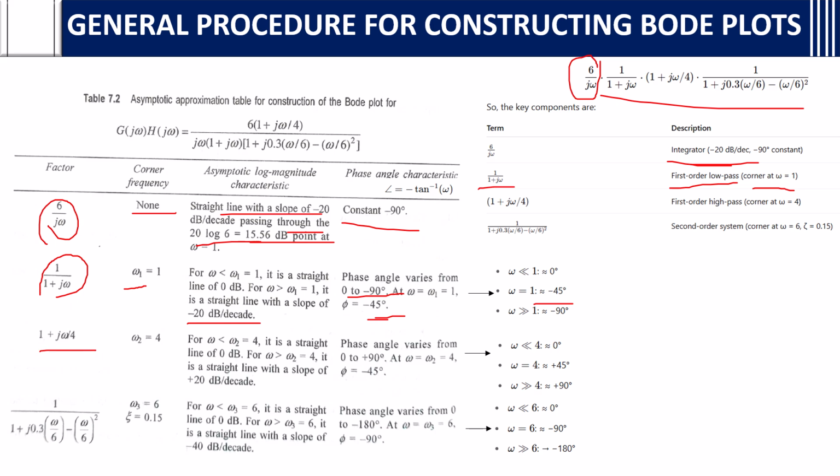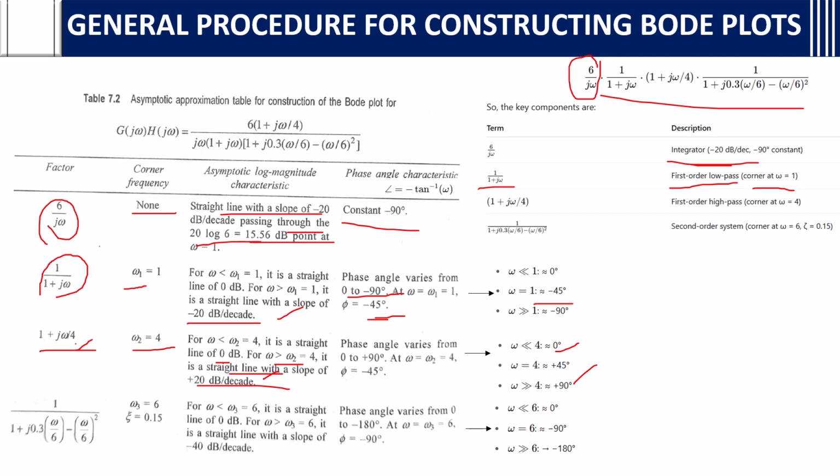Then 1 plus j omega by 4. Then omega 2 equals what? 4. Why? Because the corner frequency here is 4. In the same way, when omega is less than omega 2, it is 0 dB, and when omega is greater than omega 2, it is a straight line with a slope of plus 20 dB per decade. Then you can write the angle, it is varying from 0 to 90, plus 90 here.